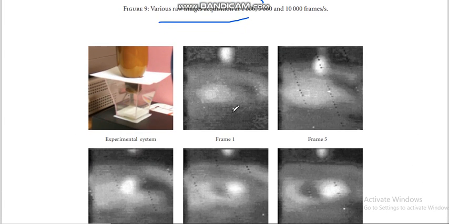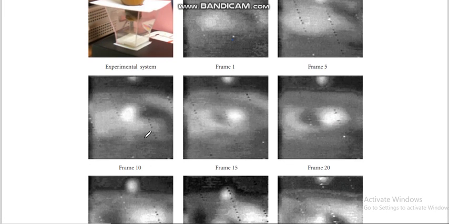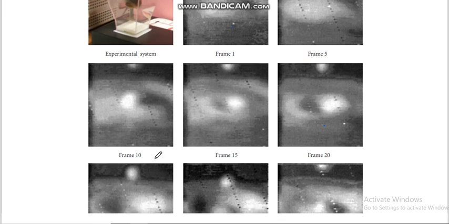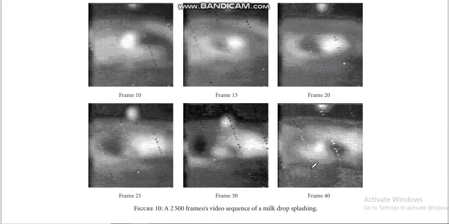Experimental system: frame 1, frame 5, frame 10, frame 15, frame 20, frame 25, frame 30, frame 40. A 2500 frames per second video sequence of a milk drop splashing.